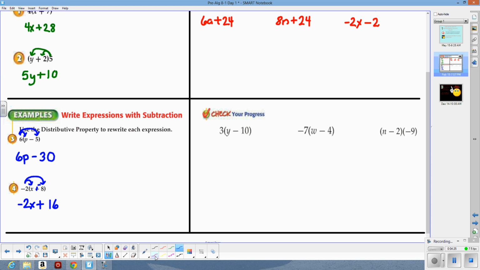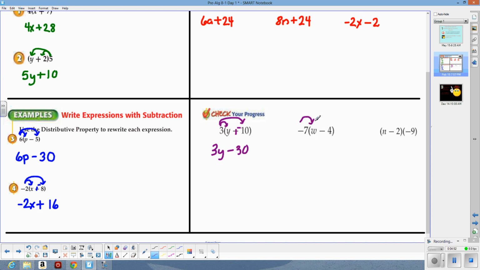You may want to pause the video and try the next few on your own. 3 times y is 3y. And again, since this is minus 10, think of it as a negative 10. 3 times a negative 10 is negative 30. Since it's negative, we're going to write down minus 30. Instead of writing plus a negative 30, we'll write it as minus 30 instead.